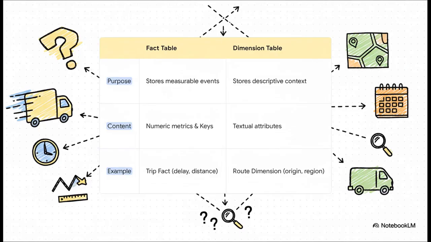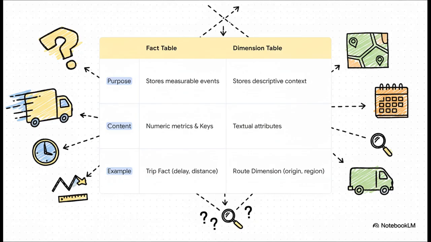And a super common way to build that skeleton is with something called fact and dimension tables. Sounds complicated, but the idea is simple. Fact tables store your numbers, the things you measure, the events. So for our delivery example, that's stuff like distance traveled or how many minutes a delivery was delayed. Dimension tables, on the other hand, store the context, the who, what, where, when. So that's the driver's name, the route's origin and destination, the date.